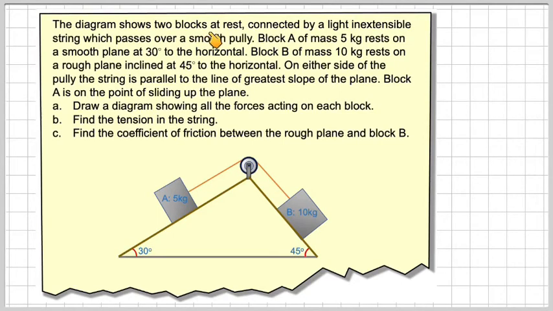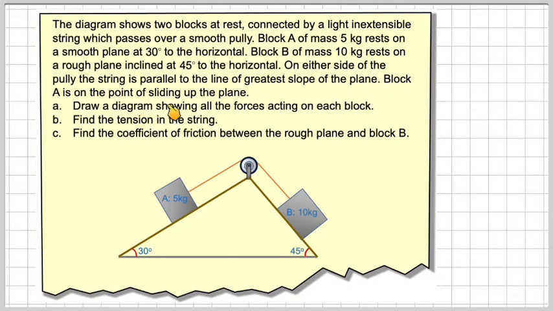The diagram shows two blocks at rest connected by a light, inextensible string which passes over a smooth pulley. Block A of mass 5 kg rests on a smooth plane at 30 degrees to the horizontal. Block B of mass 10 kg rests on a rough plane inclined at 45 degrees to the horizontal. On either side of the pulley, the string is parallel to the line of greatest slope of the plane.